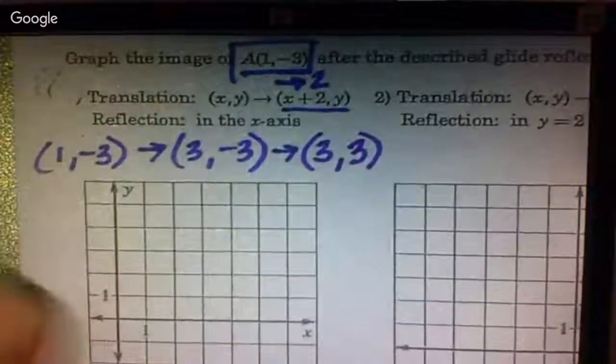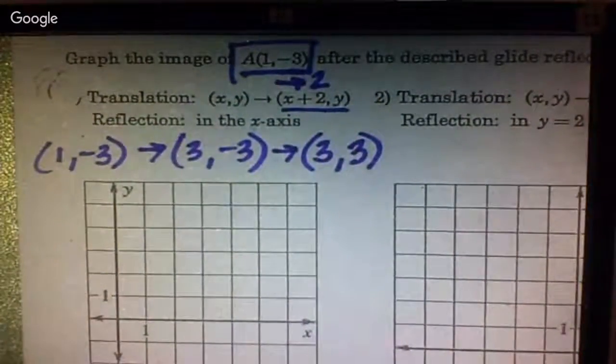So you always do the one that's on top first? Yeah, whatever they tell you first, you do first. Would it be wrong if you do the other one? Yes. This one, it's not going to change it, but it doesn't always work out that way. So make sure you do it in order.